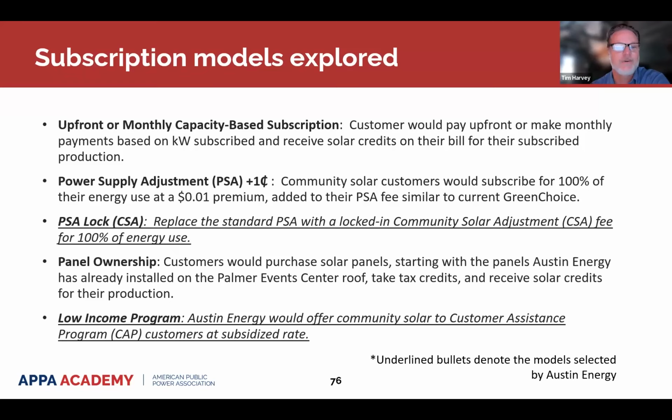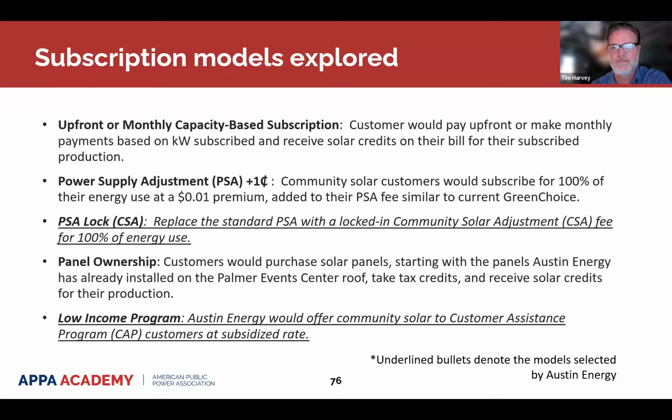So what we ended up going with was a PSA lock. Essentially we're replacing the power supply adjustment with the community solar adjustment, and that is locked in for a period of 15 years. So as the power supply adjustment goes up and down, there's a potential for our customers to hedge. And there's a guarantee for low-income customers that they would never pay more than the PSA. What has happened since then is that the power supply adjustment did go up because of adjustments in the ERCOT market to try to increase capacity.